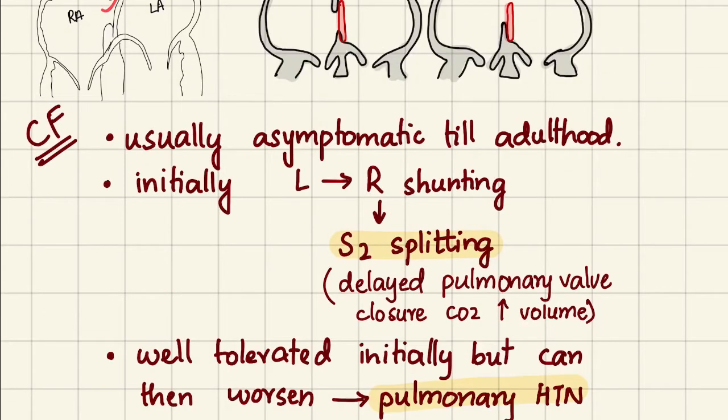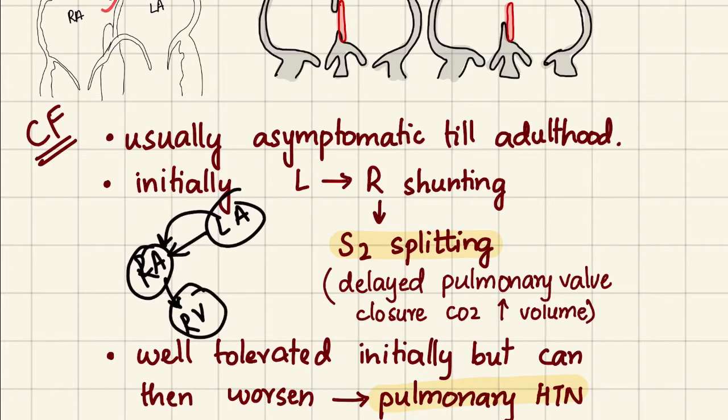Okay, so regarding the clinical features, these are usually asymptomatic till adulthood. Now we have a left to right shunt, right? So we know that left heart has greater pressures, so we're going to have blood going from the left atrium to the right atrium and then into the right ventricle, and this flow of blood is going to cause volume overload in the right atria and the right ventricle.